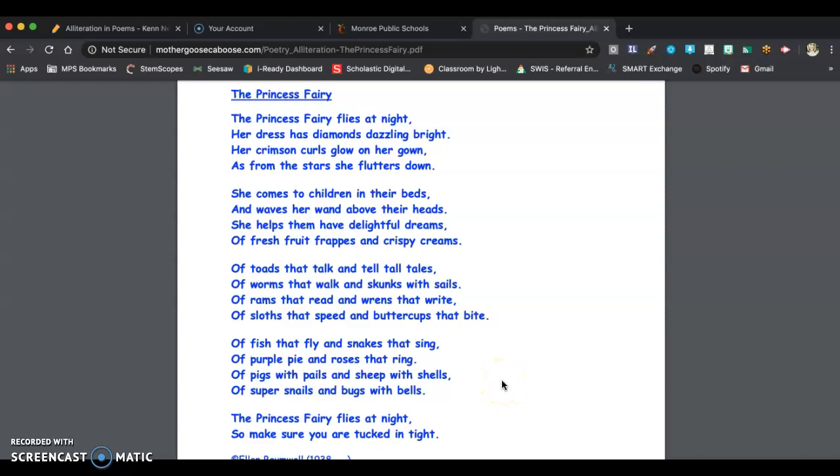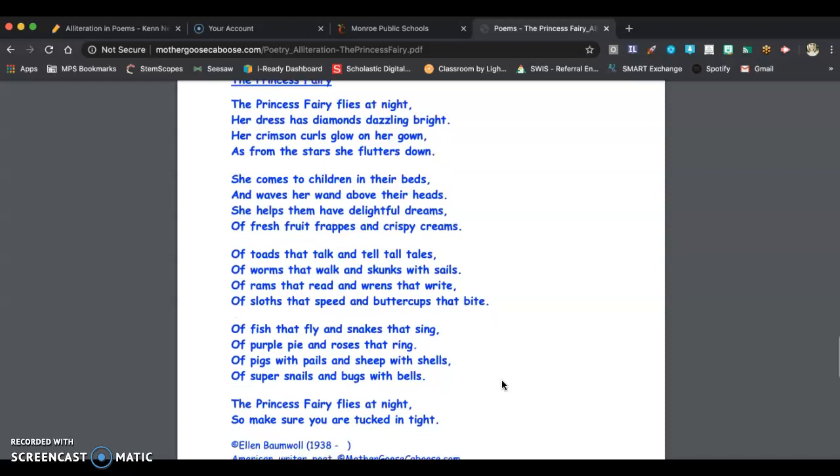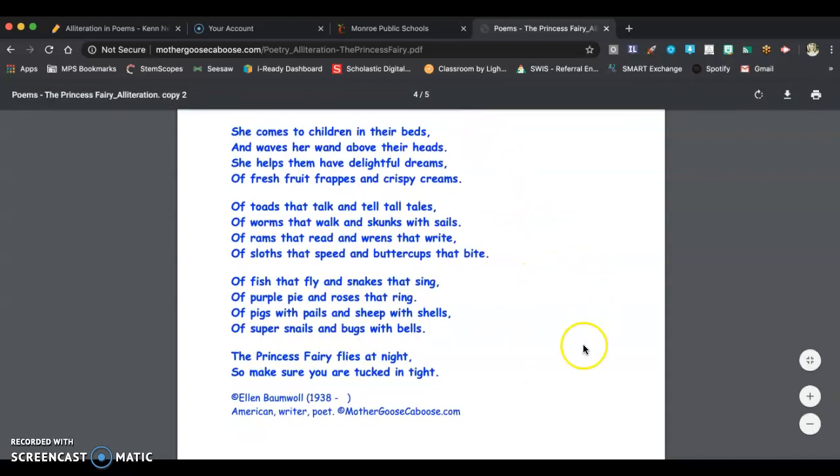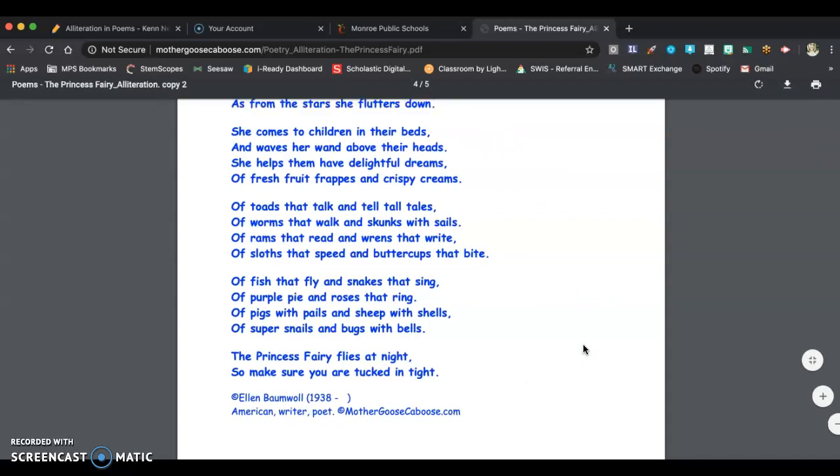The Princess Fairy flies at night. Her dress has diamonds dazzling bright. Her crimson curls glow on her gown, as from the stars she flutters down. She comes to children in their beds and waves her wand above their heads.